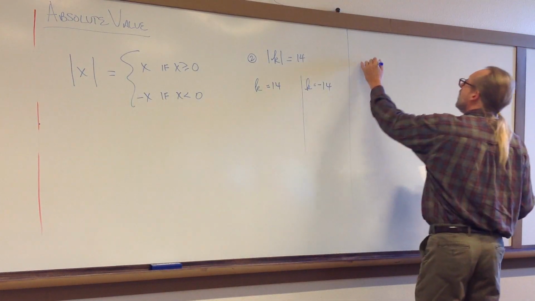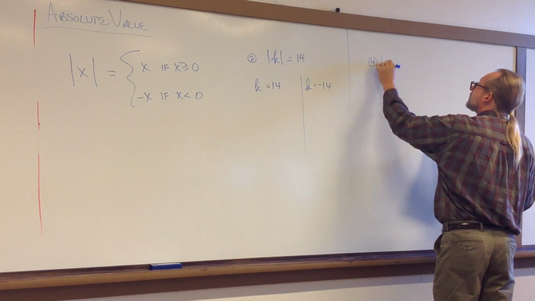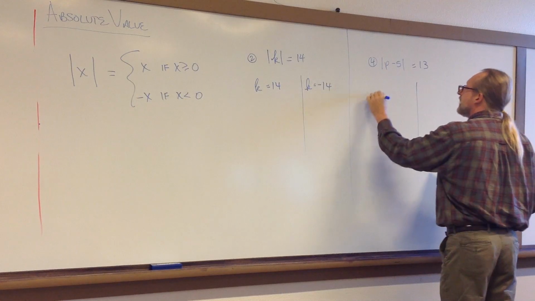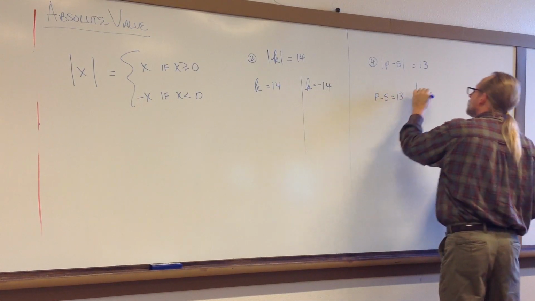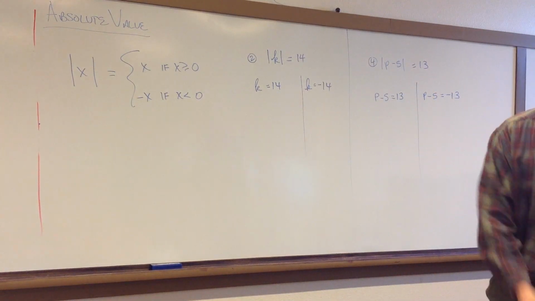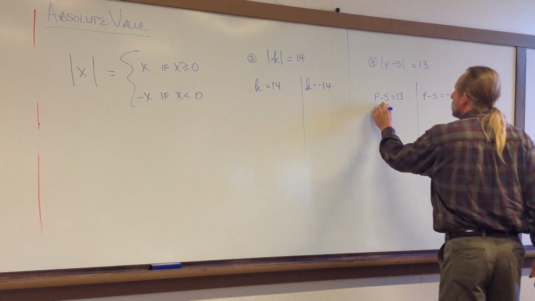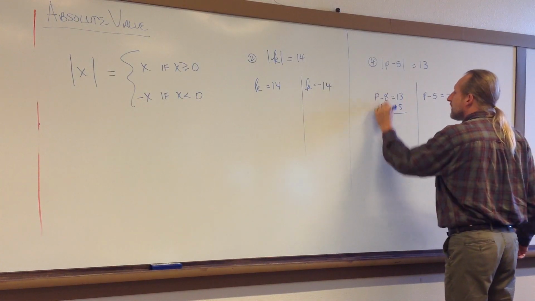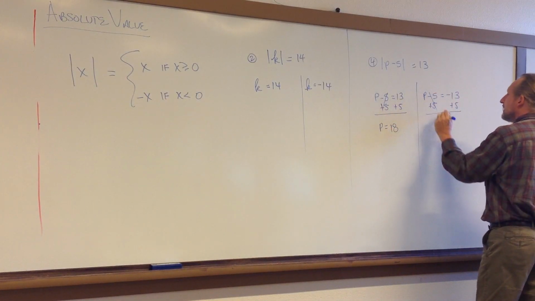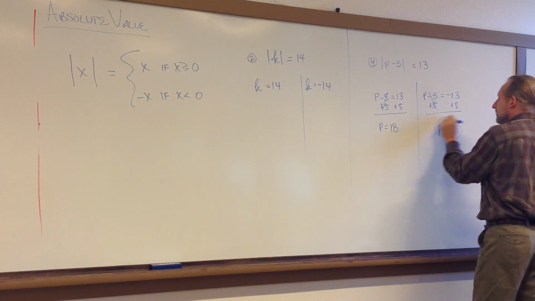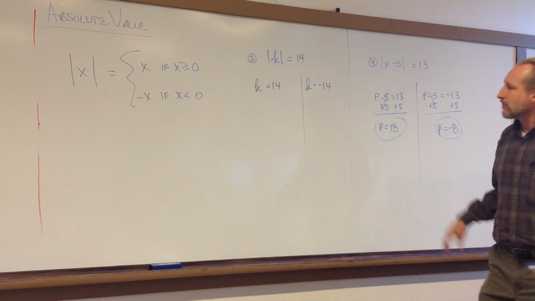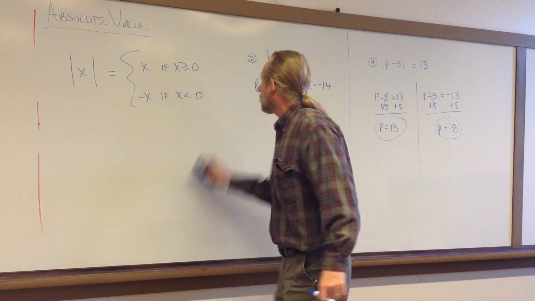Problem 4, we've got absolute value p minus 5 equal to 13. So again, p minus 5 could be 13, or p minus 5 could be negative 13. Once we get that set up, then we can solve. Add 5 on both sides here, and p equals 18. Add 5 on both sides here, and p would be negative 8. So there's our two answers, 18 or negative 8. You can plug them both in and make sure that they work.